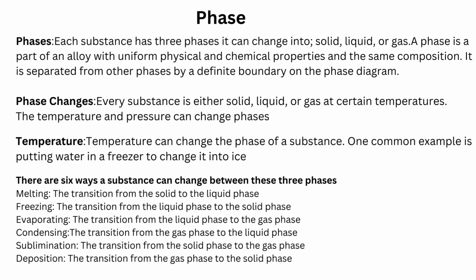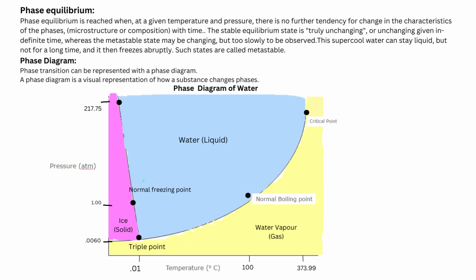Temperature can change the phase of a substance. One common example is putting water in a freezer to change it to ice. Phase equilibrium. Phase equilibrium is reached when, at a given temperature and pressure, there is no further tendency for change in characteristics of the phases with time. A stable equilibrium state is truly unchanging, and a metastable state may be changing, but too slowly to be observed.